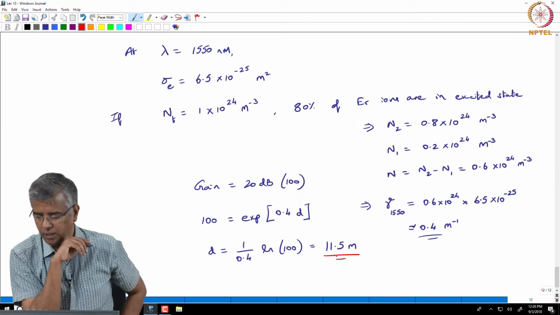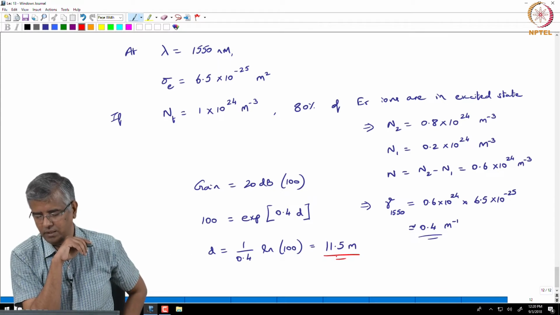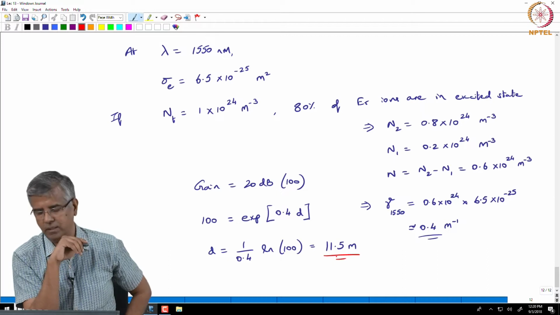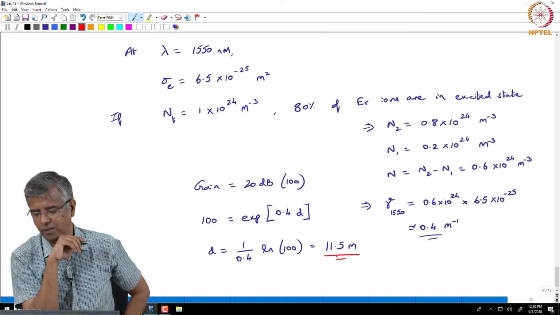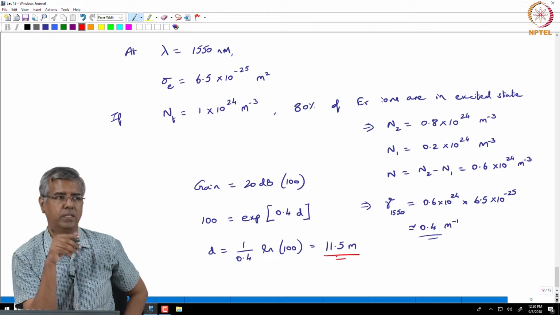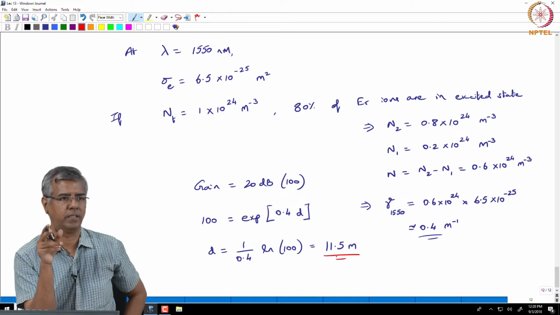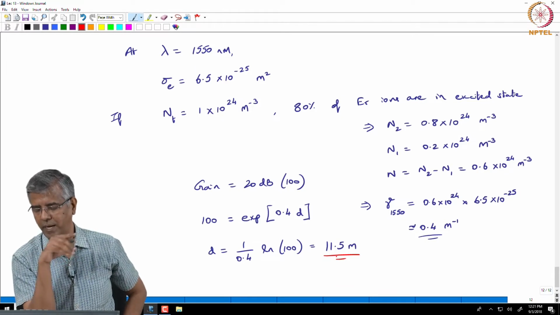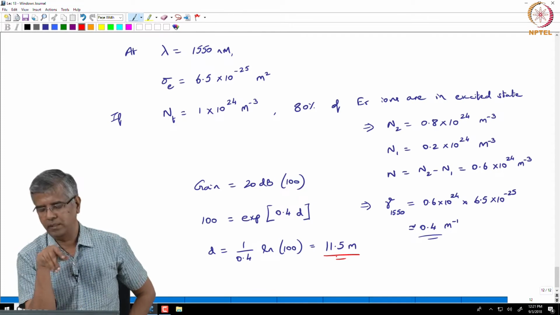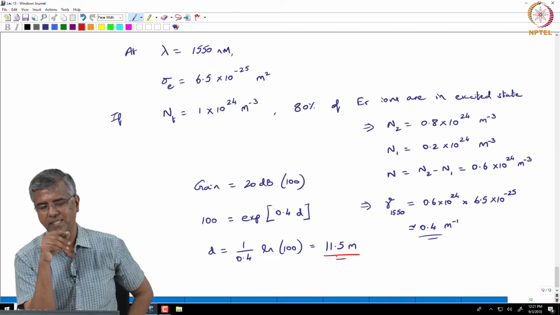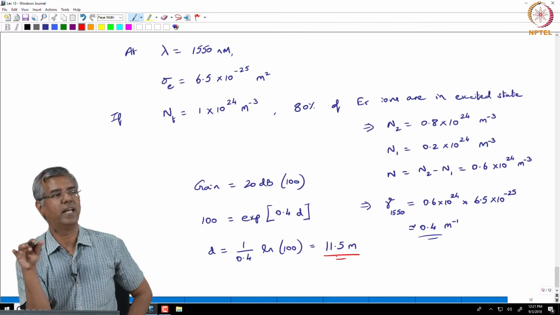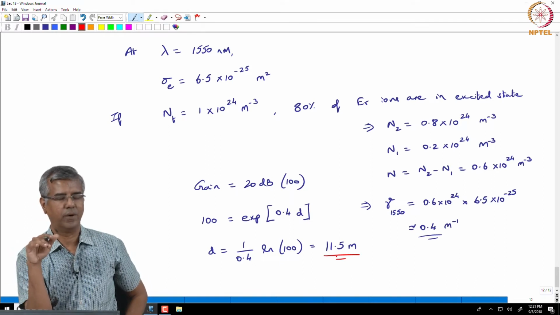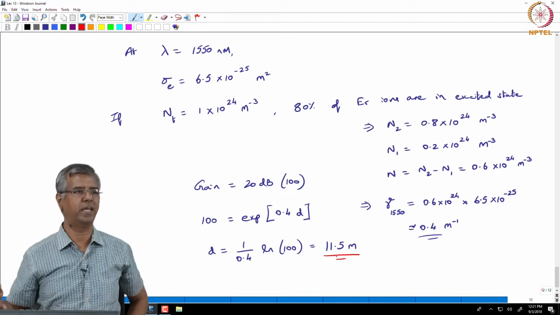Mind you, one of the assumptions that we have taken as far as this problem is concerned is that, of course, the emission and transition cross sections are equal, right, that is one assumption. We will come back and question that assumption. But the other assumption is that 80% of the erbium ions are in the excited state all across the length of the fiber, right. Only if that is the case, then you can say this.